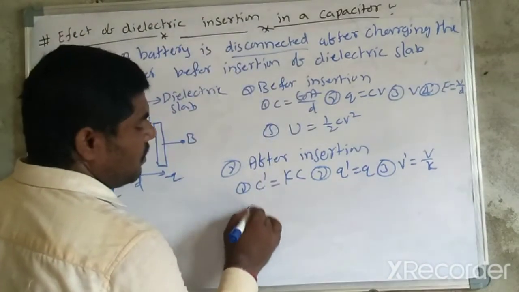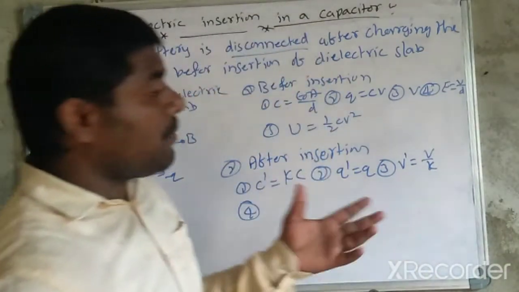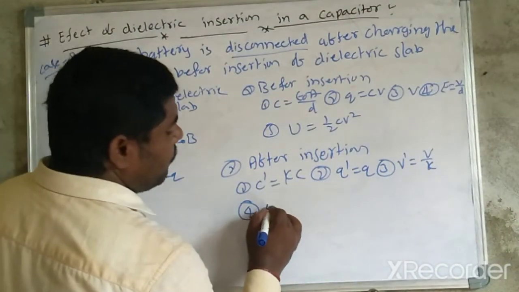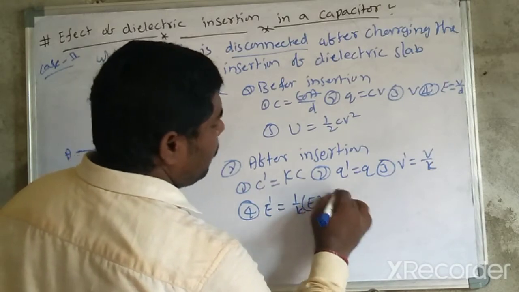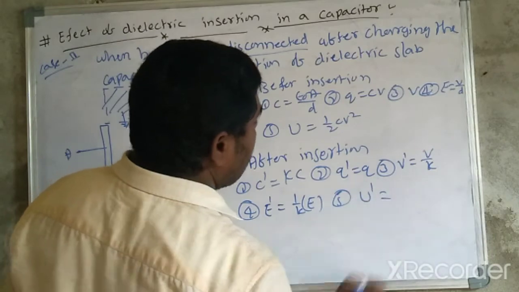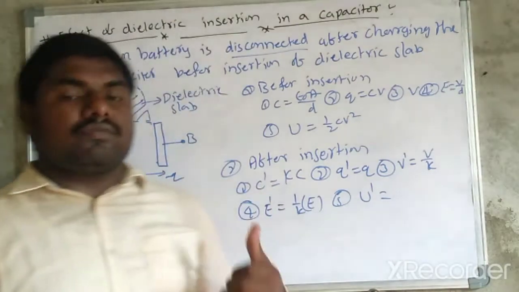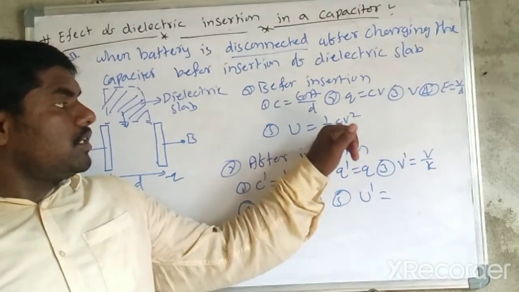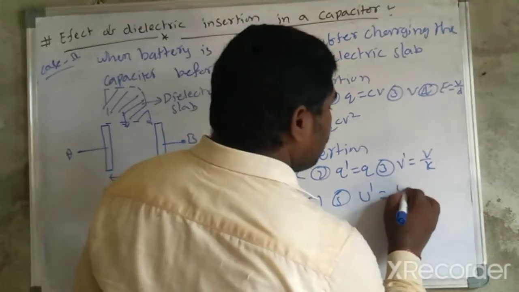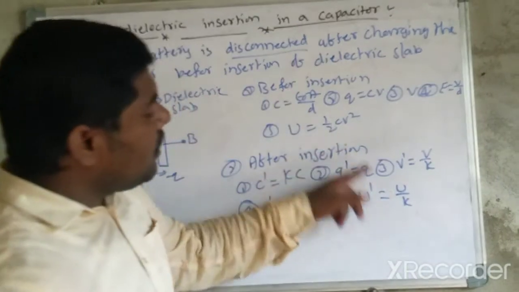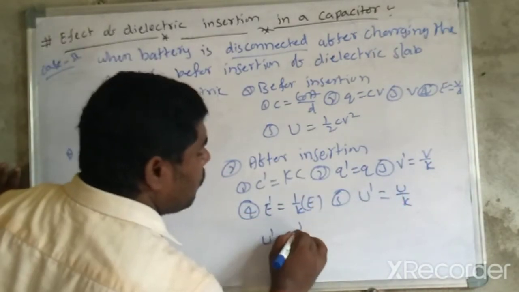In the fourth one, the electric field is also changing because the potential is changing. The separation distance is the same. So the electric field E dash is equal to 1 by K times of the electric field. And for the fifth parameter, U dash: C is changing, and V square is also changing. Substituting these values, we will get U by C. So how will we get U by C? C dash is equal to, so 1 by 2.